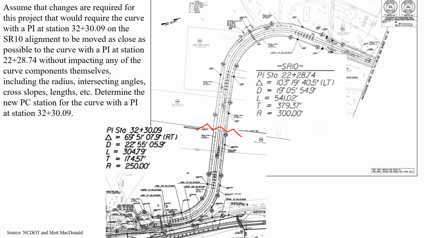We have some highway design plans, and we're told we have this scenario that we have a curve with a PI at station 32 plus 30.09. So that's this portion of the design plans.